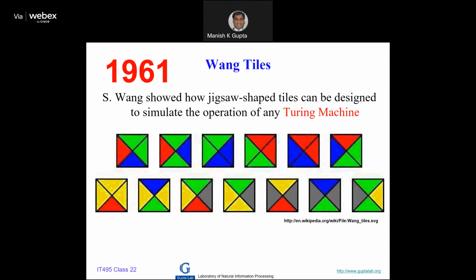Of course, there is an assumption that you cannot rotate the tiles, otherwise there will be a problem. Rotation is not allowed, right? You need to be in one framework. Then this kind of coming together can do any computation. You can build a Turing machine out of it. That's a beautiful thing. That was shown by S. Wang in 1961. It means that with these tiles, you can do computations, right? So this is a beautiful idea. These are known as Wang tiles.